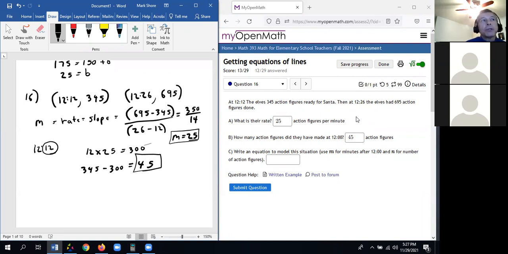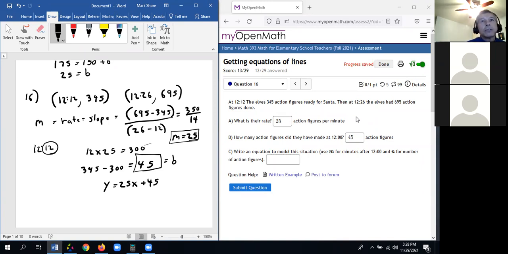Now, really, I don't need to work that algebra out if you could do this. In fact, that is your B, your Y-intercept. So we have both parts of the equation. The equation would be Y equals 25x plus 45.